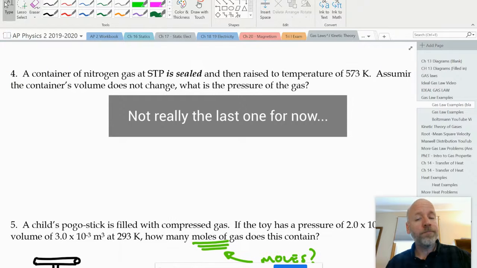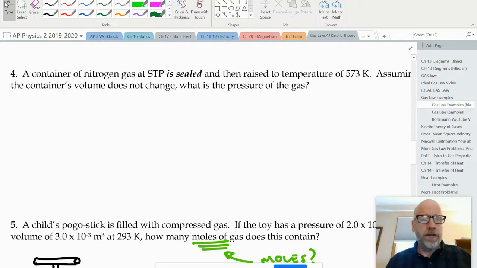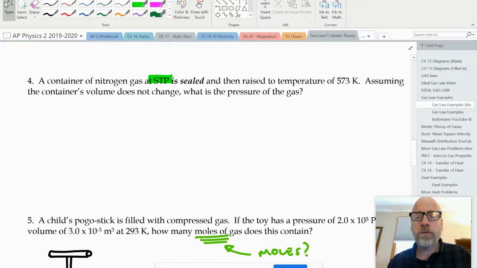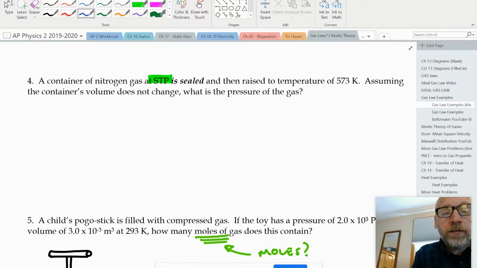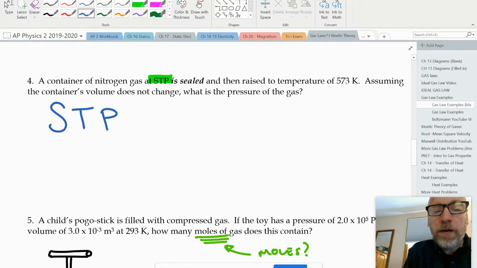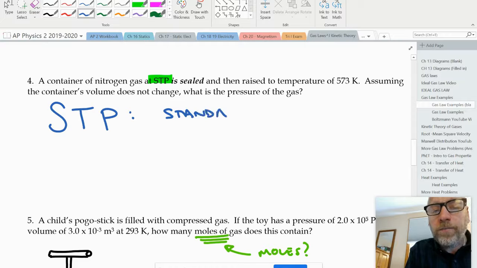We're going to introduce an important point here. This says a container of nitrogen gas at STP is sealed and then raised to a temperature of 573 Kelvin. Assuming the container's volume does not change, what is the pressure of the gas? Well, before we can do that, we need to talk about what the heck is STP. Now, I bet you remember that this stands for standard temperature and pressure.